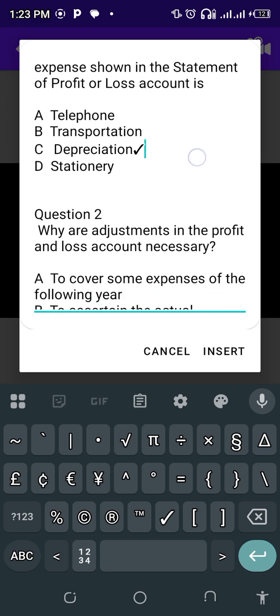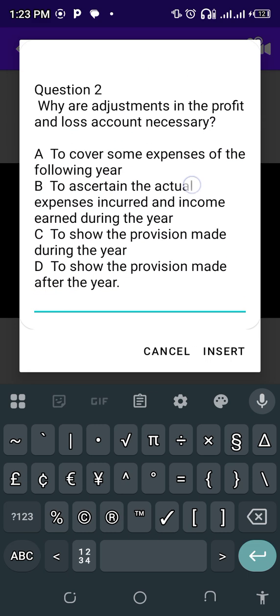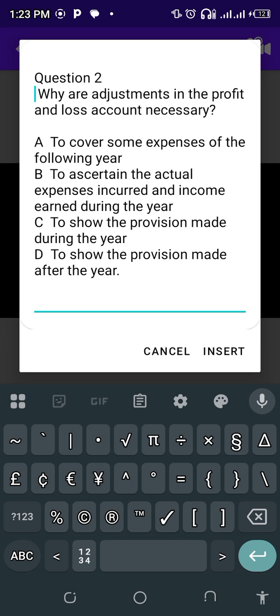Question 2. Why are adjustments in the profit and loss account necessary? A. To cover some expenses of the following year. B. To ascertain the actual expenses incurred and income earned during the year. C. To show the provision made during the year. And D. To show the provision made after the year.